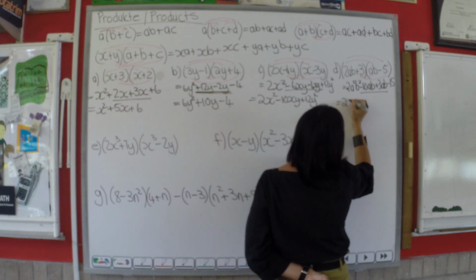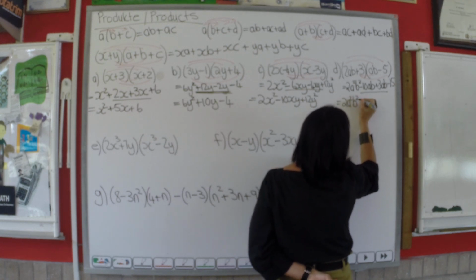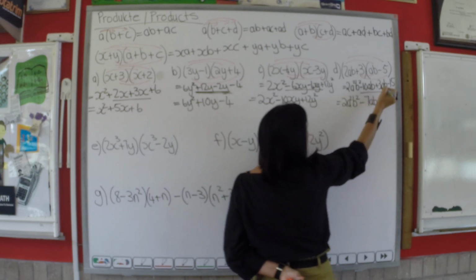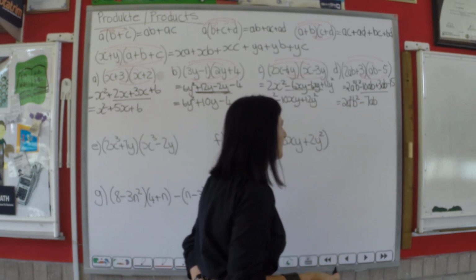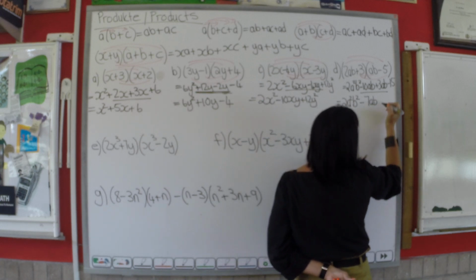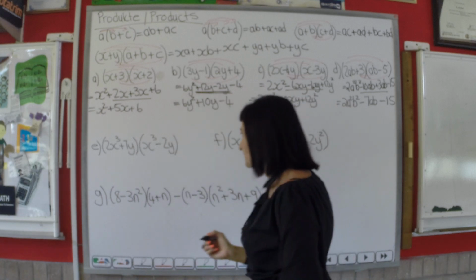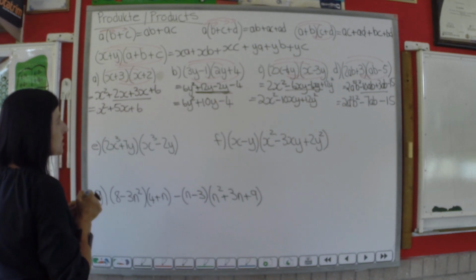So 2a squared b squared minus 7ab, minus 10 plus 3, minus 7 apples, bananas, and that's my final answer. Okay, let's go to this one.